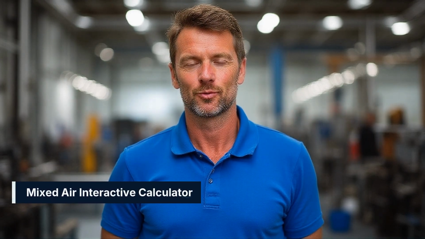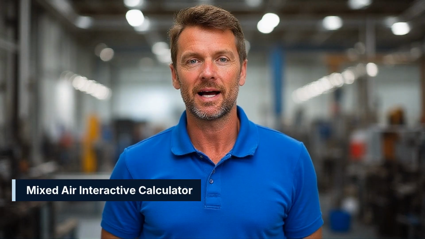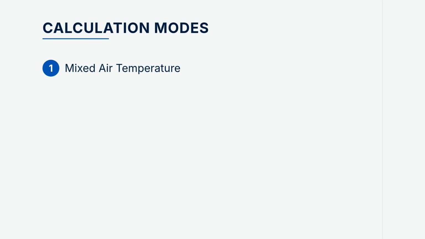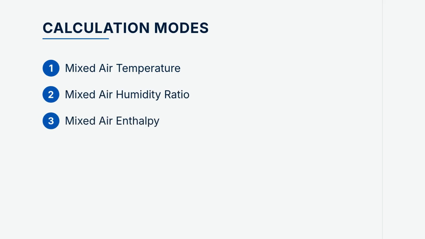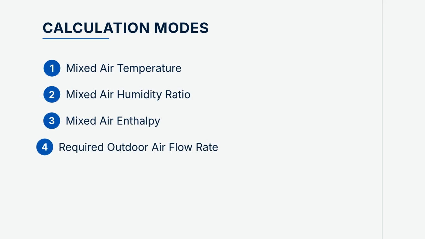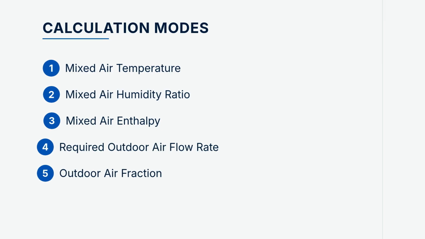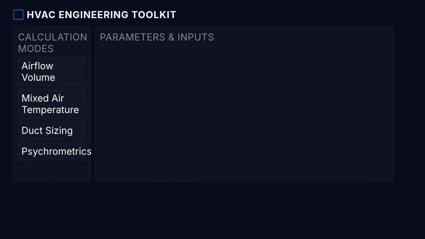The Mixed Air Interactive Calculator determines air properties when outdoor and return air streams combine in HVAC systems. This calculator has 5 calculation modes available: mixed air temperature, mixed air humidity ratio, mixed air enthalpy, required outdoor airflow rate, and outdoor air fraction. For this demonstration, I've selected mixed air temperature.